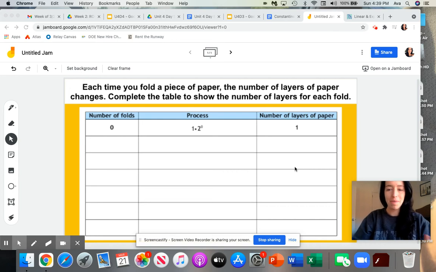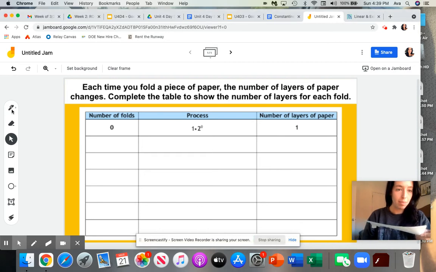Okay, so I'm going to try my best to show you guys how to do this. I have a piece of paper. Currently, there are 0 folds in this piece of paper, and so I have 1 layer. All right, so I'm going to continue this table. Let me get my pen.